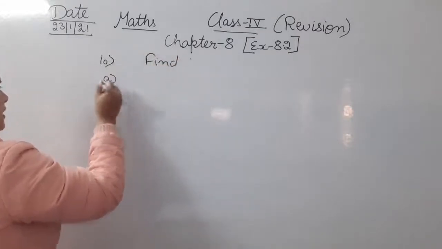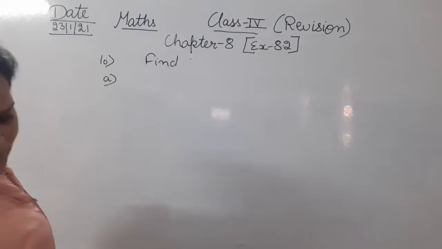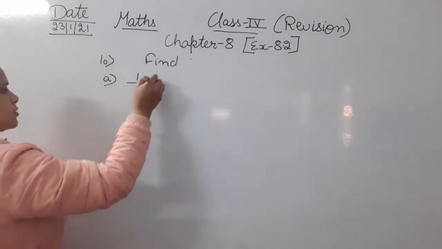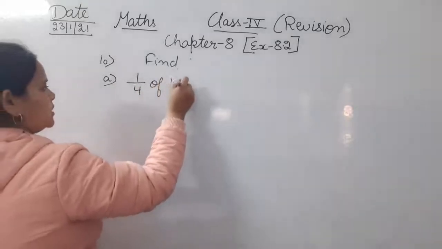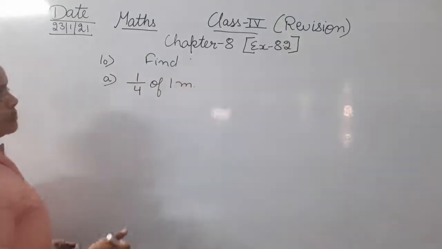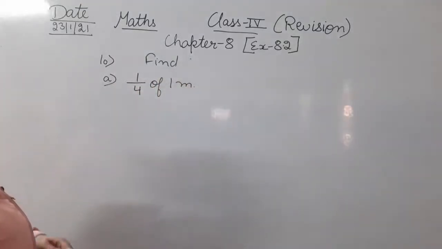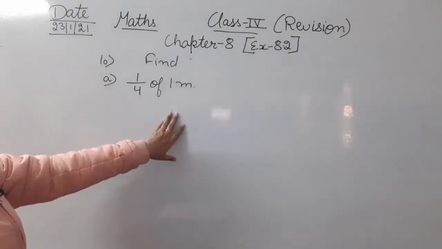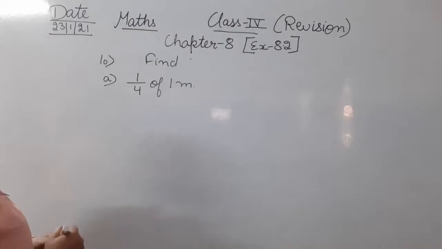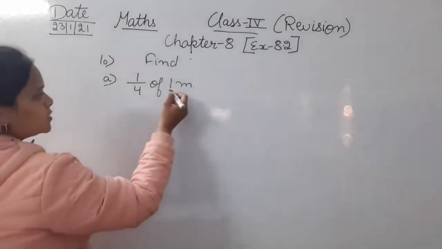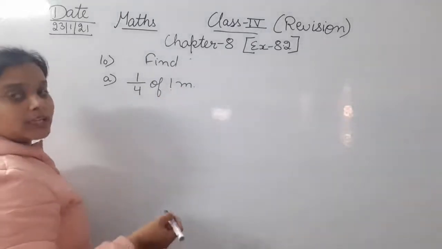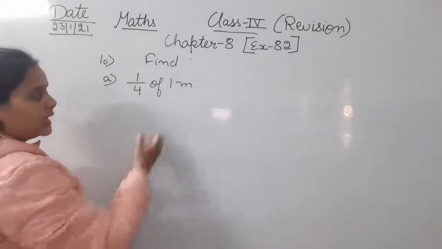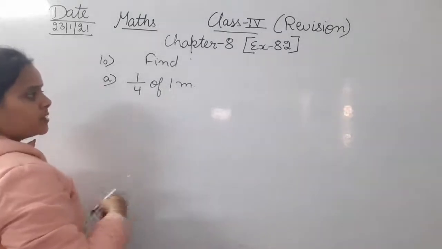We have to find 1/4 of 1 meter. हमें 1 मीटर का 1/4 फ्रैक्शन जो पता करनी है. I have always told you, when 1 is given, just convert it into its lower unit. The lower unit of meter is centimeter.